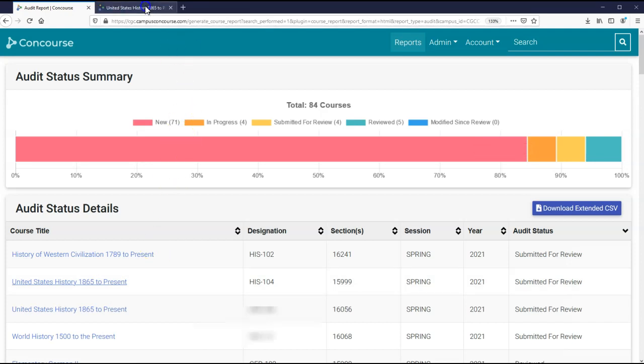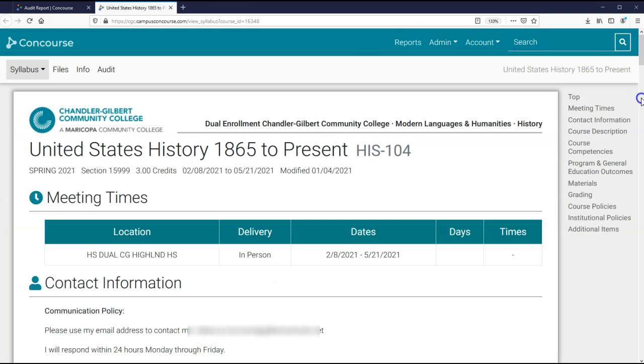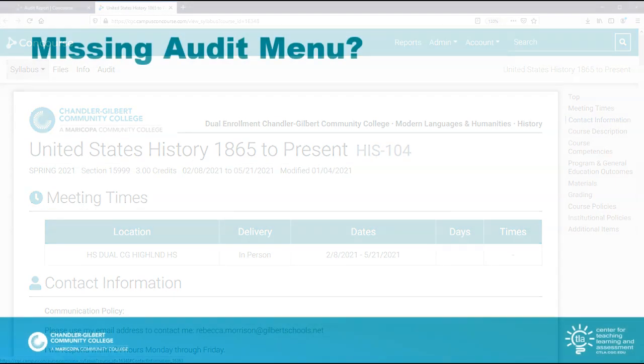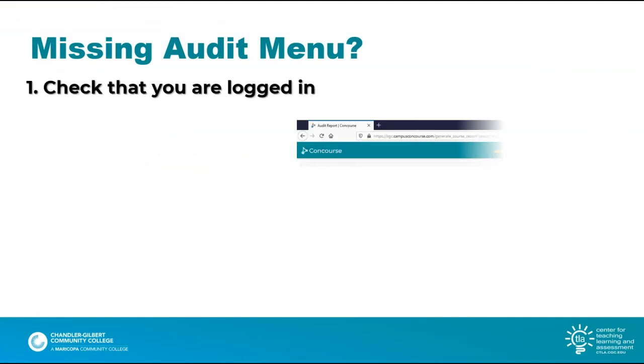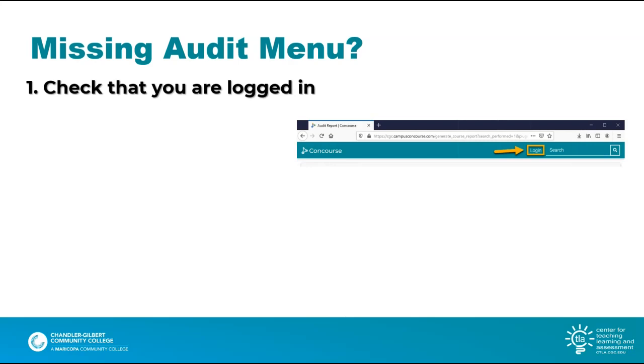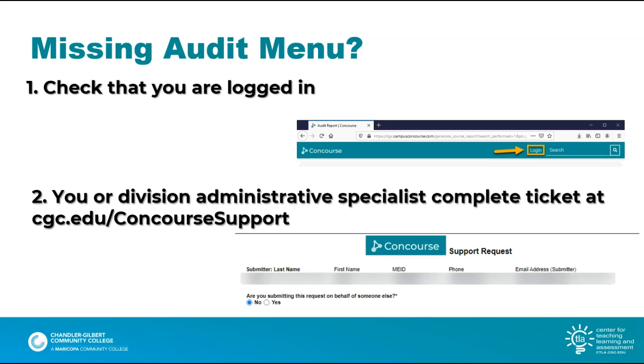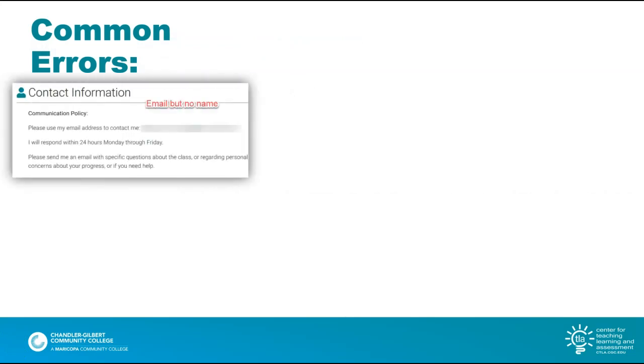This can be achieved with the link shortcuts to the major sections of the syllabus, or you can scroll. If you do not have an audit button when you go into a syllabus, remember to first check that you are still logged in. Then, if you are and you think you should have rights to audit that syllabus, please reach out to your division administrative specialist for them to put in a Concourse support ticket. And that ticket can be found at cgc.edu/Concourse support.